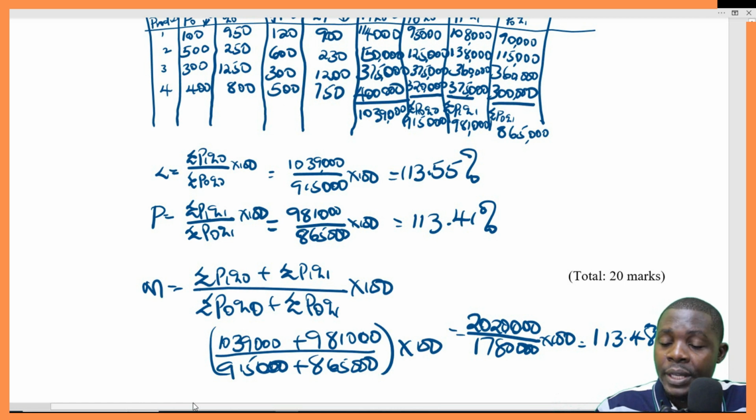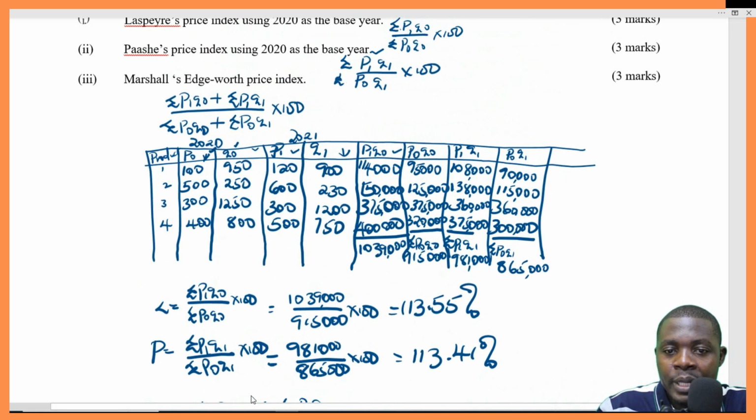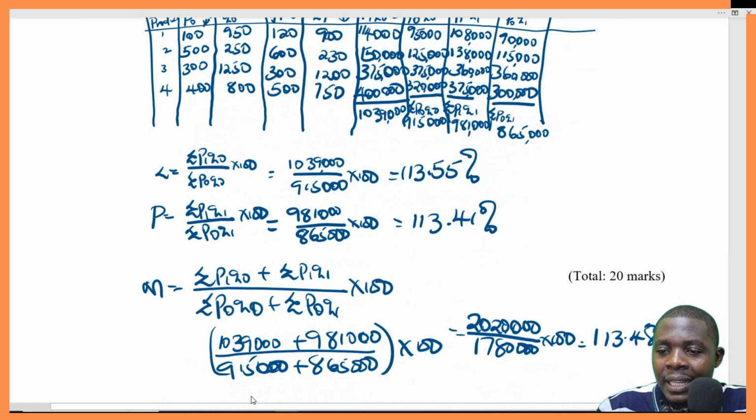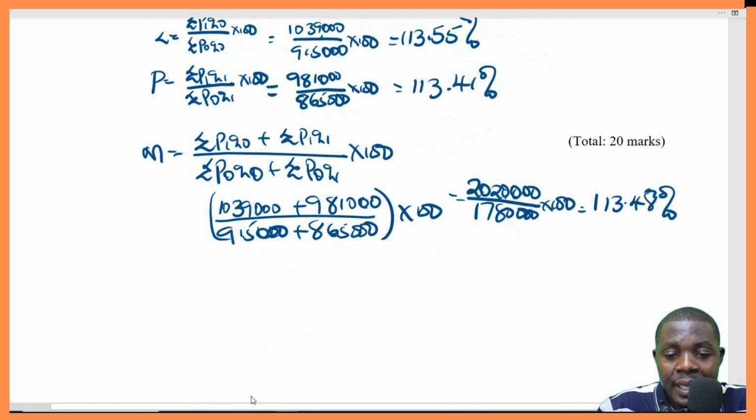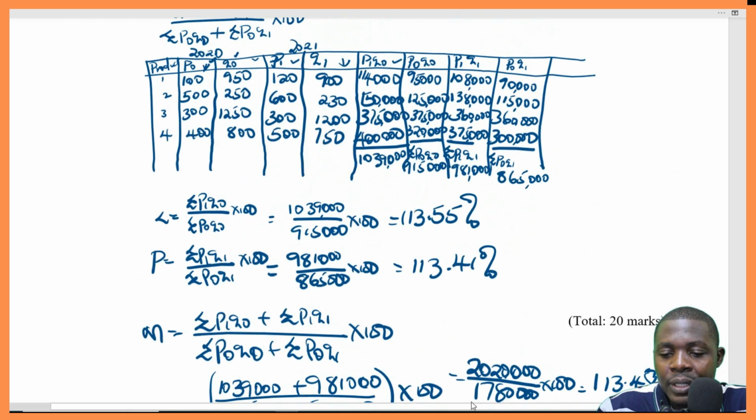So that now we can be in a position to conclude the cost of living when you compare the years 2020 and 2021. Because with this particular calculation, we can now say that the cost of living increased from 2020 to 2021 by an average of 13.4% increase. That is what you ought to do in question number 2, so that you get the entire 20 marks, which were easy for you.